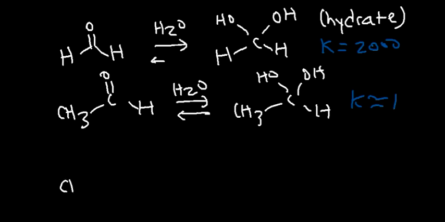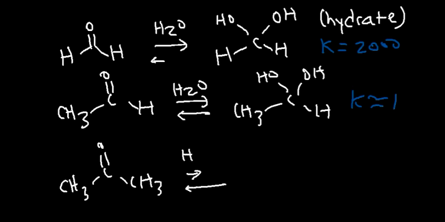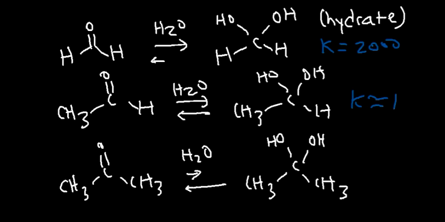And let's say if you have acetone and you put it in water, acetone doesn't react much towards water. So the equilibrium favors the formation of acetone rather than the formation of the hydrate. And we're going to talk about why that's the case. So for this reaction, K is very small, like maybe 0.002.